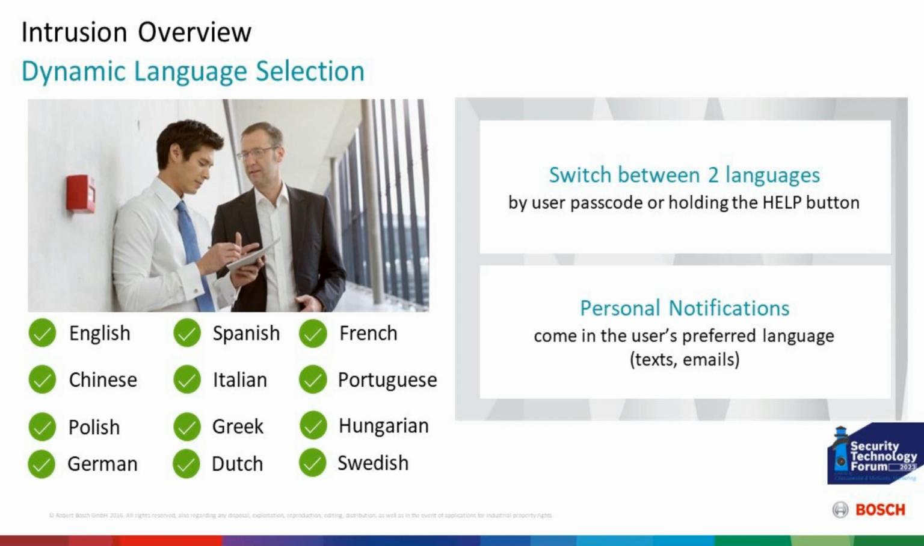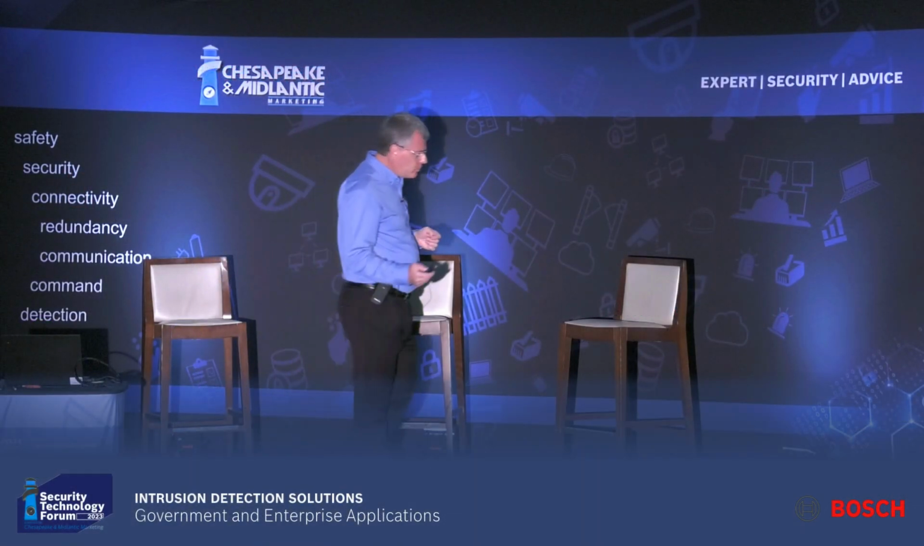That's why different languages are important in the system, and we can support up to 2 languages at once, and we can pick from all 12 of these languages. And people say, well, why would you do such a thing? Well, that's exactly why you would do such a thing.